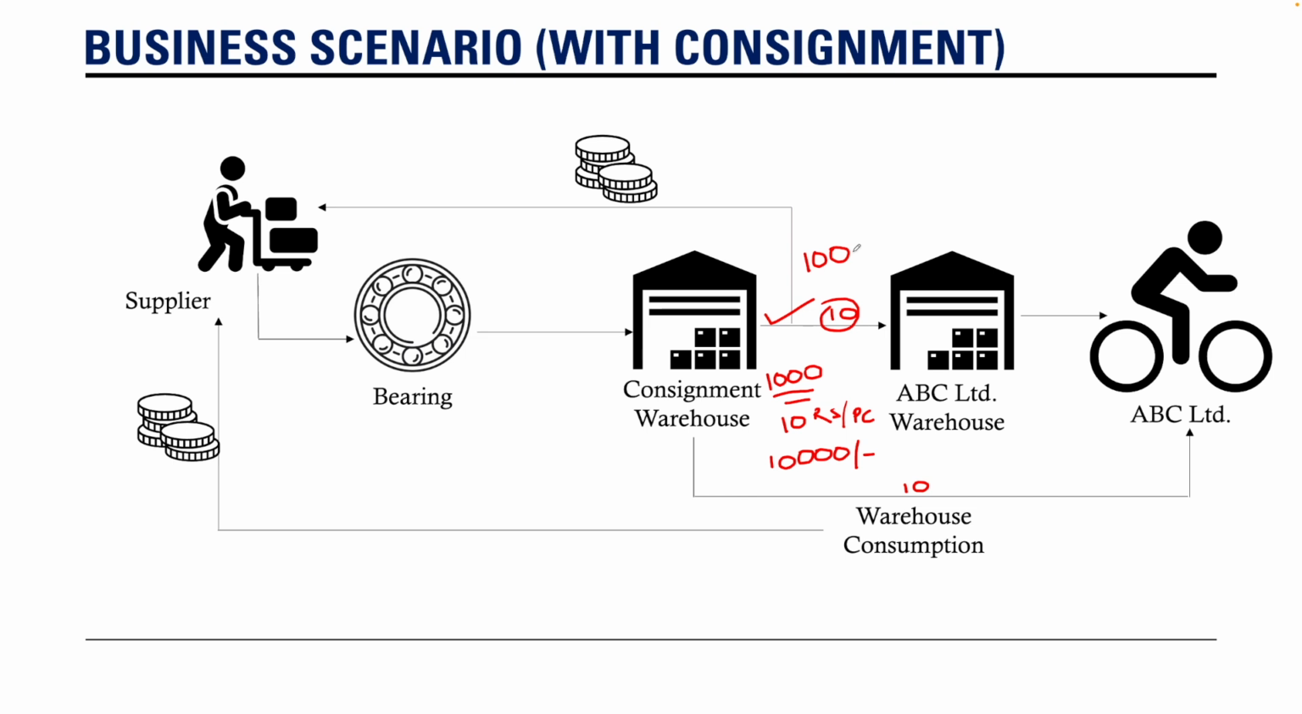In a consignment process, the vendor will not issue you any invoice. And as and when you withdraw the material, that amount will get accumulated as a consignment settlement amount, and in a regular period, you will be settling that amount and directly paying to the vendor without any invoice. So this is all about a consignment process.